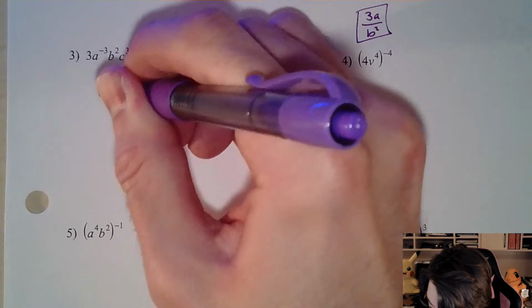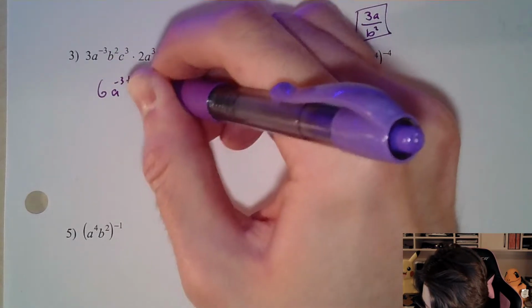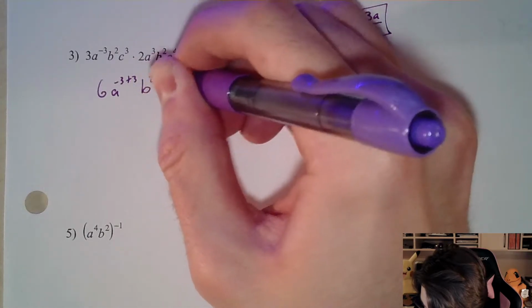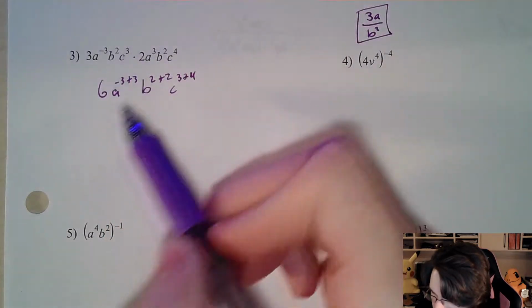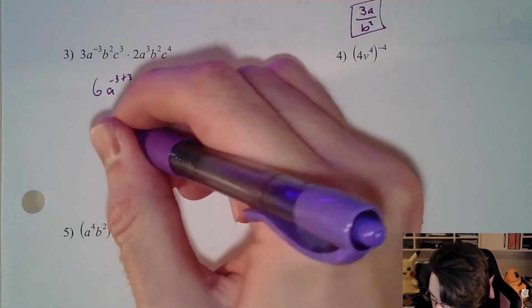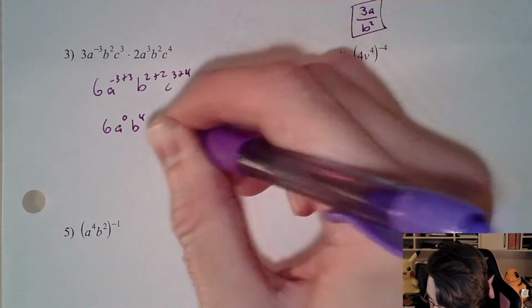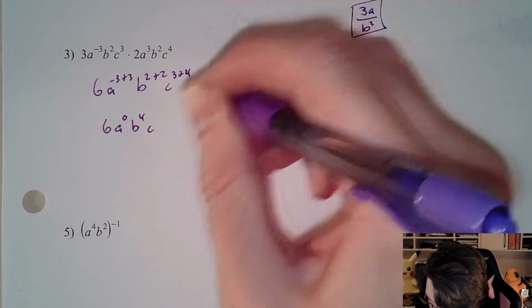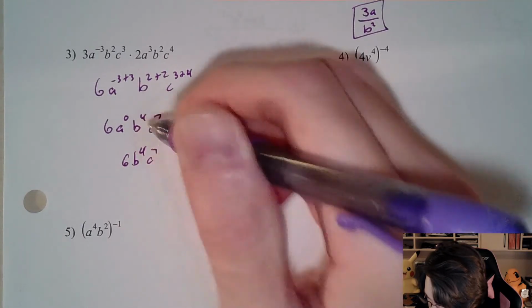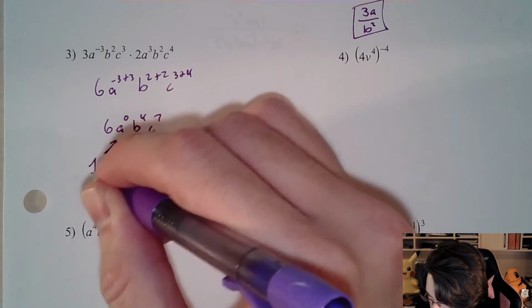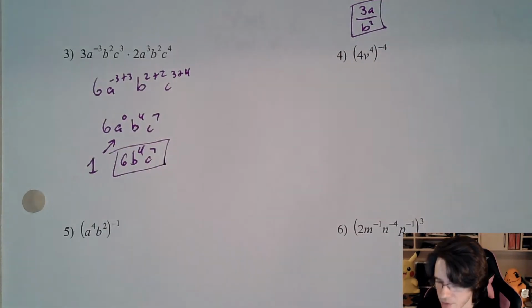All right, over here, 3 times 2 is 6. That one's easy. And then again, let's show our work. Negative 3 plus 3 for the A. B is going to be 2 plus 2. And C is 3 plus 4. So A to the 0 is going to be 1. So 6A to the 0, we're going to not even write that in a minute. So our final answer, B to the 4th, C to the 7th. Remember that this guy right here is 1. So you're multiplying by 1, which means you don't even need to include it in your final answer.